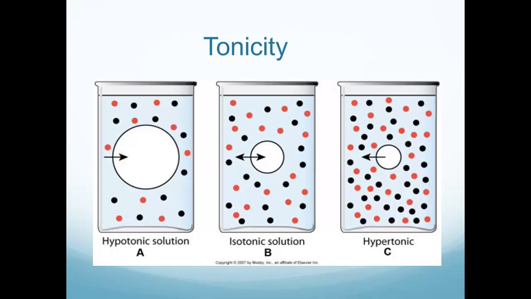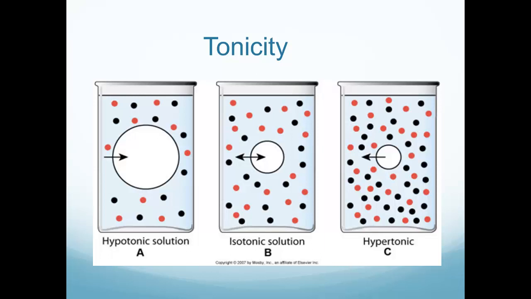All right, well, let's take a look at this idea of tonicity. Tonicity refers to the concentration of the fluid. Now, if we're looking at this diagram, let's take the middle one, letter B, and it says isotonic solution. Hopefully this is a review for you of chemistry. The circle in the middle of our picture is a cell, and this cell has the same amount of particles inside the cell as there is in the solution outside the cell. That means the fluid will move easily back and forth in and out of the cell.